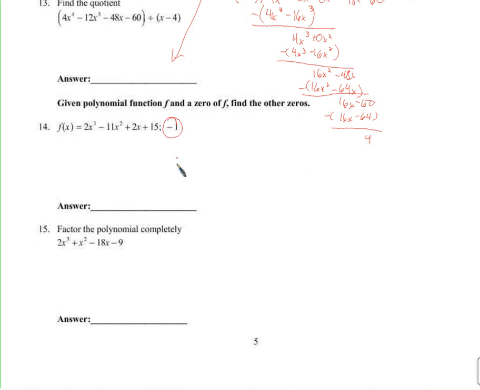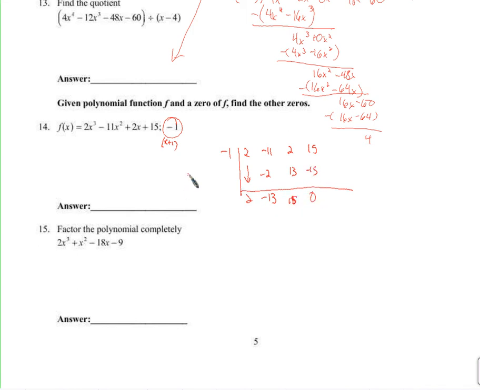Giving you this polynomial, I'm saying that this is a zero. So I've told you things like this is a factor, this is a solution to this equation, this is an x-intercept, and now I'm saying this is a zero, right? Which means that x plus 1 must be a factor. Let's do the synthetic division. Okay, put negative 1 there. I'll do 2 and negative 11, 2 and 15. Bring down the 2, negative 2, negative 13, 13, 15, negative 15, 0.